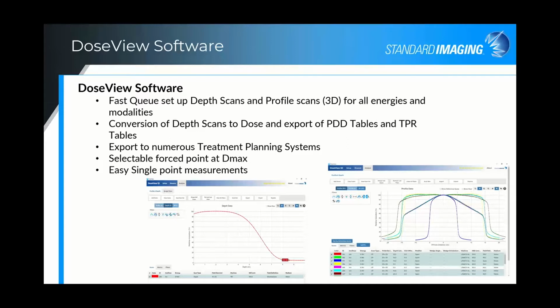We have selectable force point at Dmax for those depth measurements. So if you want to select a path that might not necessarily hit a measurement point at Dmax, you can select to force a point measurement there, and then the scan will return to its original path. And then within the 1D side, there's also easy single point measurements as well. So you've got not only your full functioning profile measurement and analysis for the 3D side, but you also have your depth component for doing comprehensive depth measurements for not only 3D, but also your 1D.